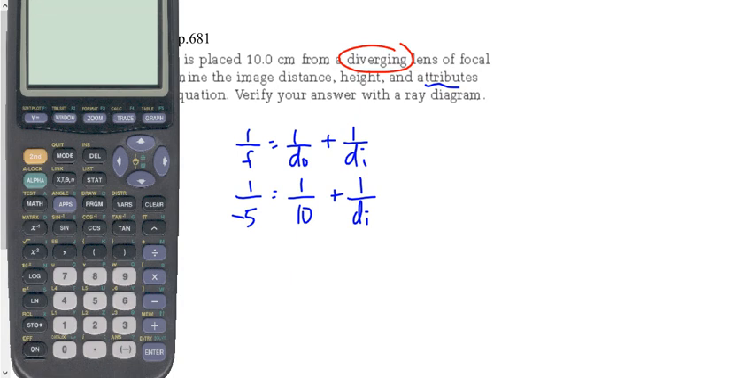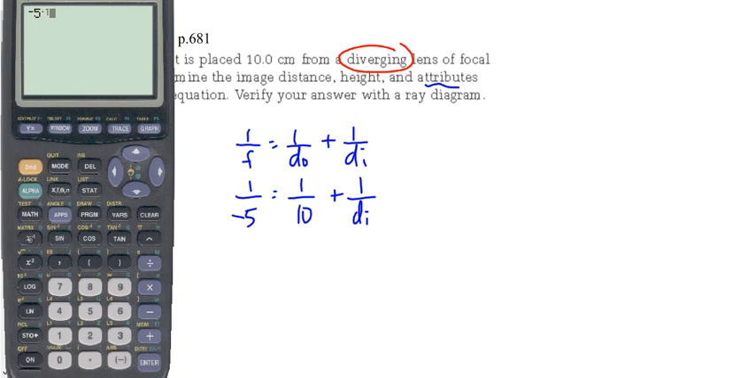Watch carefully what I'm about to do, okay? I want to take the 1 over 10 over by subtracting, and then I want to flip everything over. So I'm going to say -5 x to the -1. That's 1 over -5. Subtract 10 x to the -1. The 1 over 10 comes over by subtracting because it's added on the right-hand side. Equals -0.3. Well, that's not DI, that's 1 over DI.